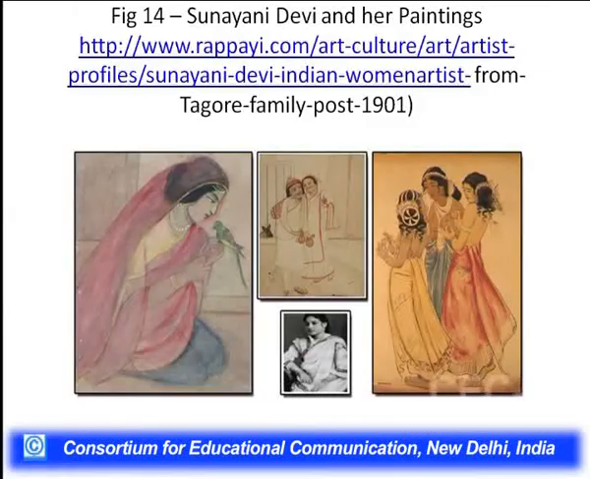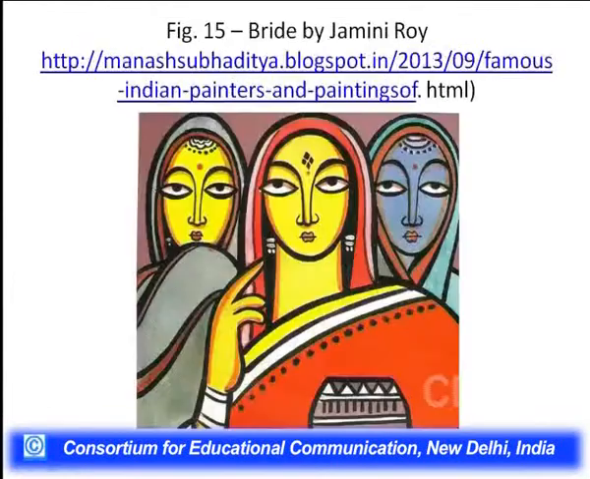Now, one such example that can be talked about is that of the paintings made by Sunaini Devi. As you can see on the slide, the painting where she is holding a parrot, and then where the three girls are there just in a rural kind of life. They are walking, talking, or just spending some time together. Then another painting made by a very important artist of the Bengal school, Jamini Roy. The title of the painting is Bride.